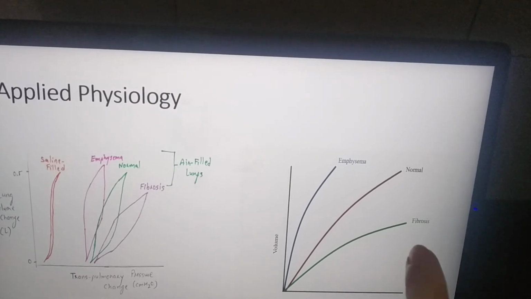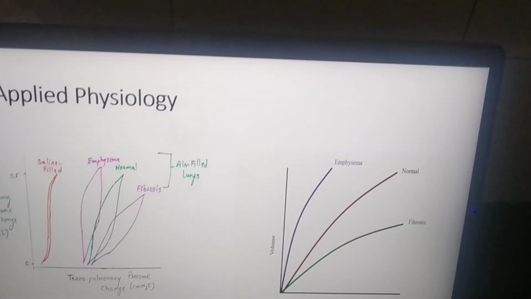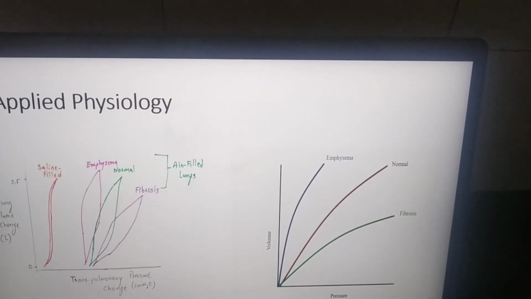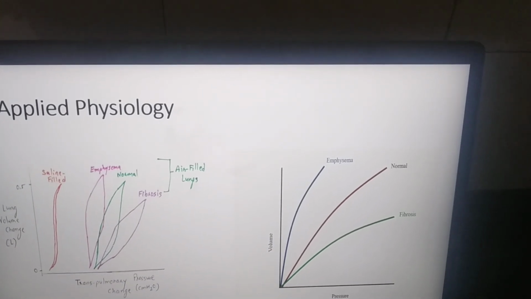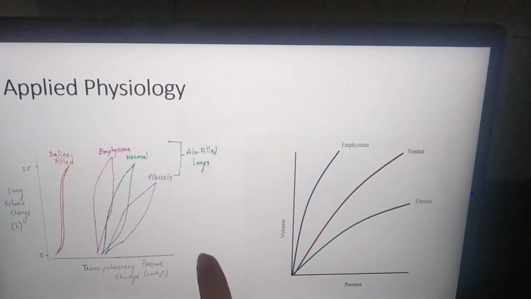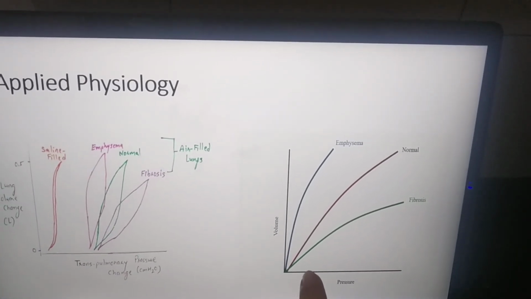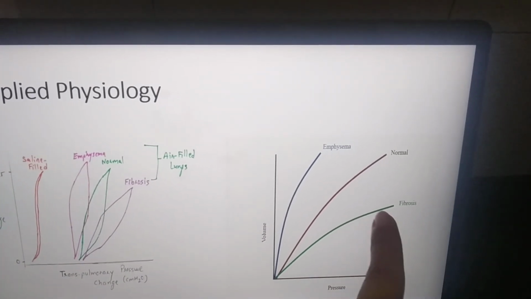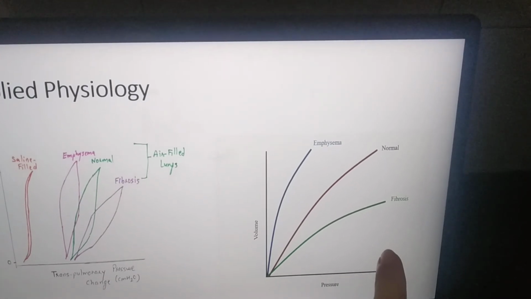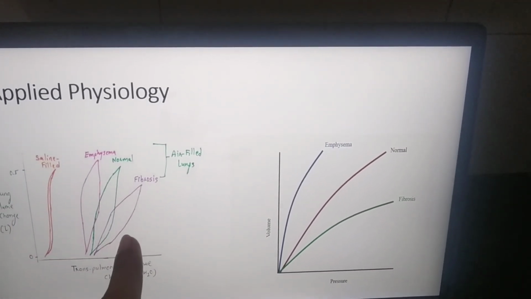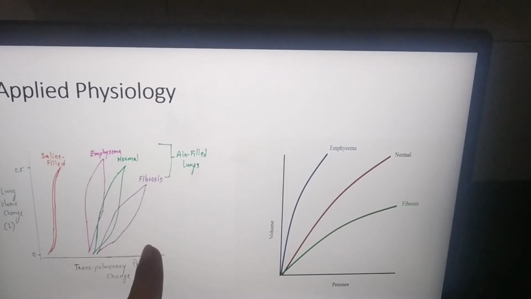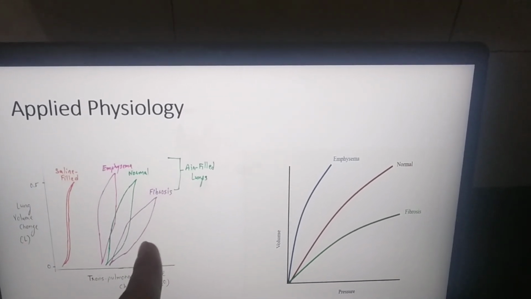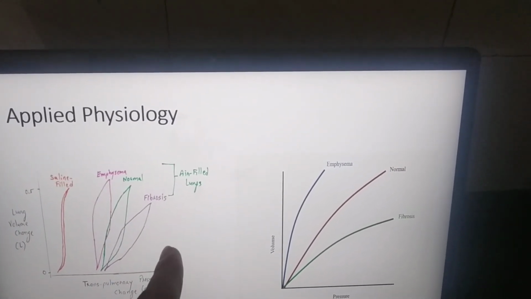Now what happens in fibrosis? In fibrosis, we know that the lung parenchyma is destroyed and replaced by fibrous tissue. Fibrous tissue is not that elastic, it is not stretchable, so distensibility is decreased and compliance is decreased. Even with an increase in pressure, the volume does not increase that much, so the graph moves in a downward and rightward direction. As there is fibrous tissue, it will resist the expansion of the lung, so with a change in pressure there is little change in the volume of the lung.